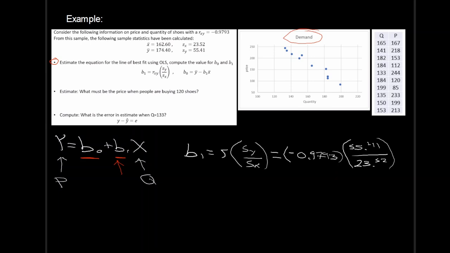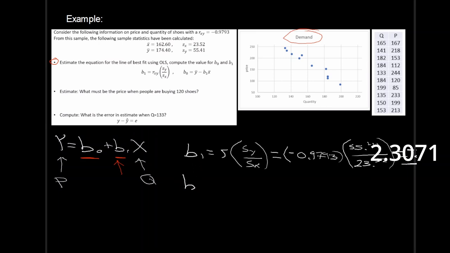Again, just the reminder, where are these numbers coming from? Here's our standard deviations. Here is our correlation value. So, just pulling them from there. Working through that, then, what do we get? We get the ratio of our standard deviations, 55.41, divided by 23.52, multiplied by our correlation statistic. We get a value of B1, our slope coefficient of negative, we'll carry a few decimal places, 2.3071. Okay, so a few decimal places kicking around there. Now, we have B1, sorry, not beta one, we're not dealing with the population data generating process, we're dealing with the statistics, so we're dealing with B1, our slope coefficient.